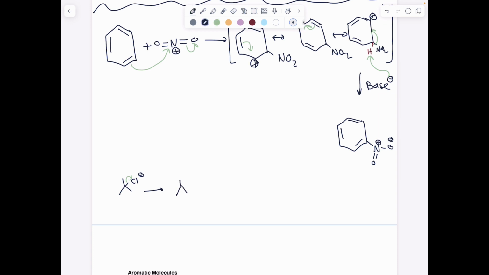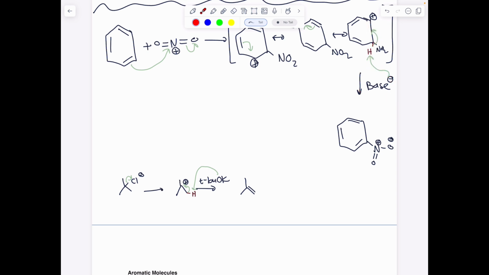Remember, the first step for an E1 mechanism is the leaving group leaves, and we generate a carbocation. And then once we have a carbocation, we're able to use a base to deprotonate one of the protons on an adjacent carbon, and then the electrons from that proton will then collapse down to where the carbocation is, creating a double bond. This is the exact same thing that we see in the electrophilic aromatic substitution.